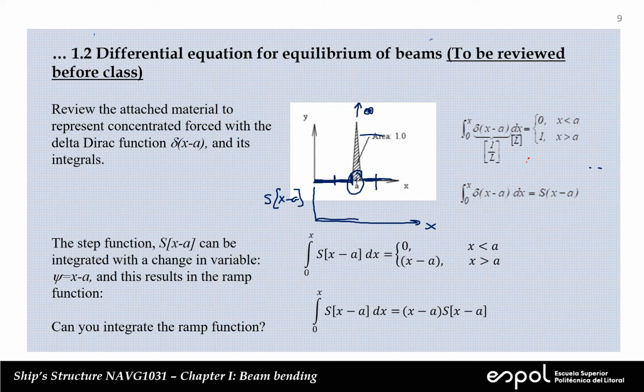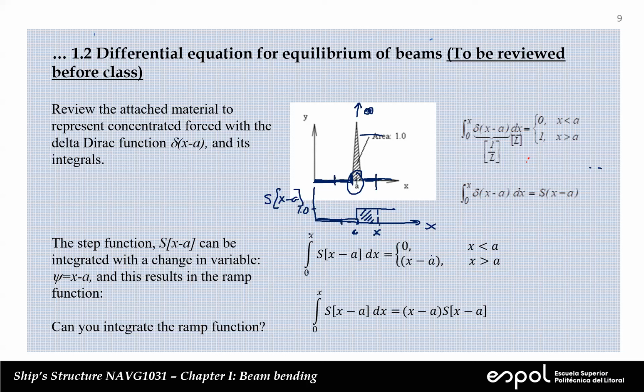If you integrate the step function from 0 to a, up to here, there is no area. If you integrate up to here, then this area has to be included. So this is point a, this is point x. This distance from here to here is x minus a, and the height is 1, so the area is this one. This function can be expressed as this one: it is equal to 0 because there is no area when x is less than a, and it is equal to x minus a when x is larger than a.